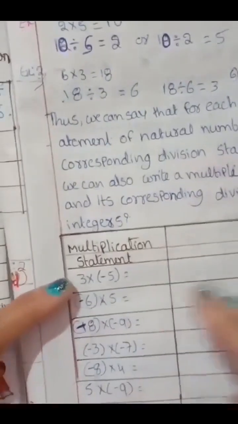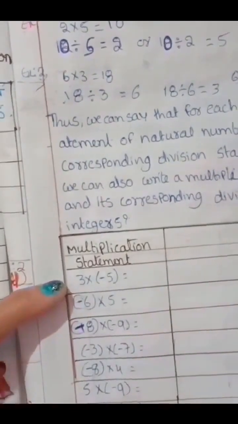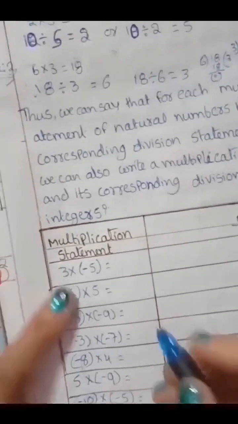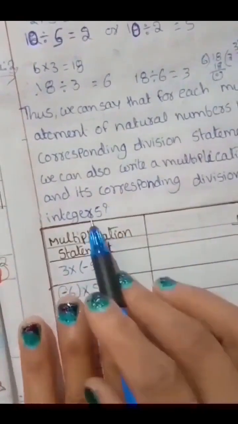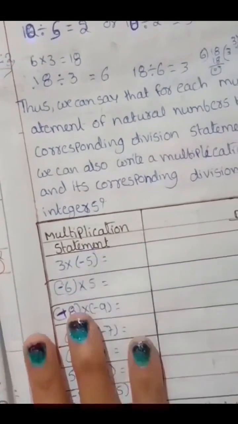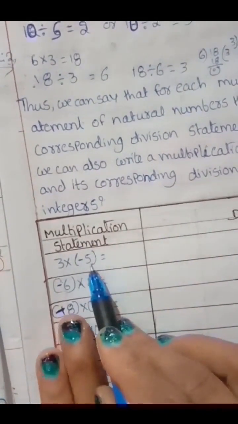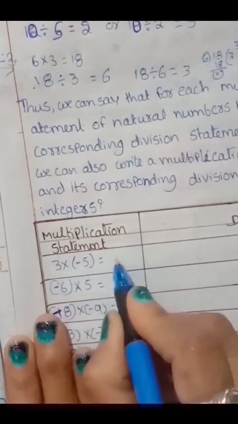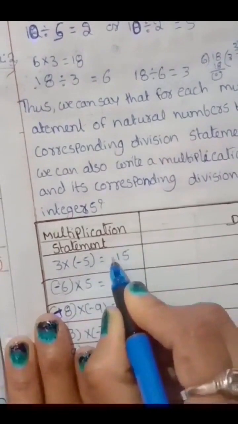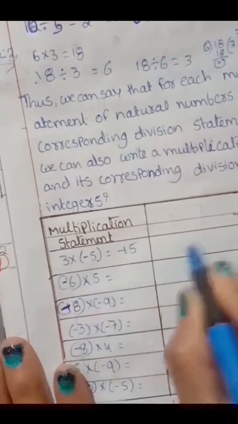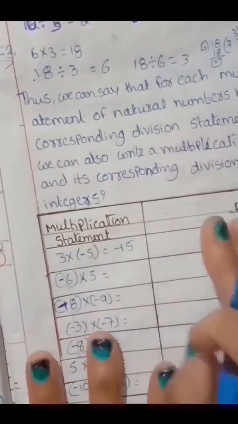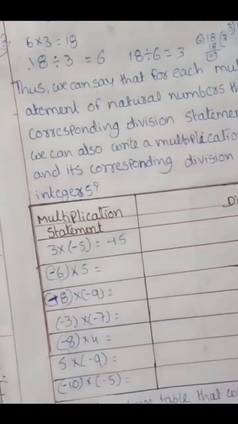These are the multiplication statements and division statements for integers. First one: 3 cross (-5) is -15. Okay, Gagan Sai? Next, for this multiplication statement we write the two corresponding division statements.